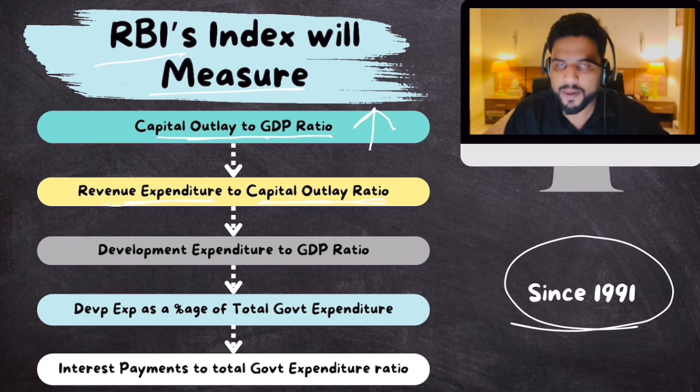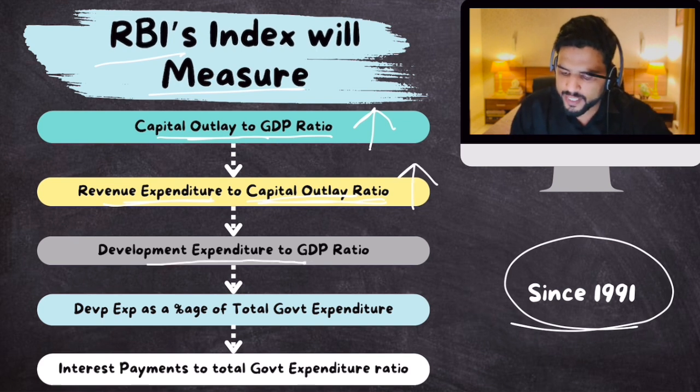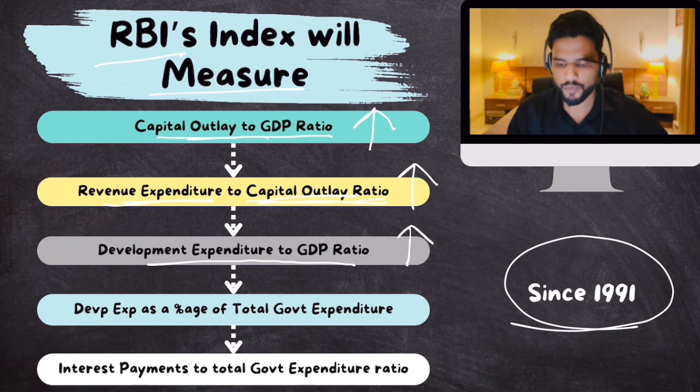Revenue expenditure to capital outlay ratio, that means how much is your revenue expenditure as compared to capital outlay. If this is high, bad quality. Okay. Development expenditure to GDP ratio, if this is high, good quality. Bad quality is downward arrow.